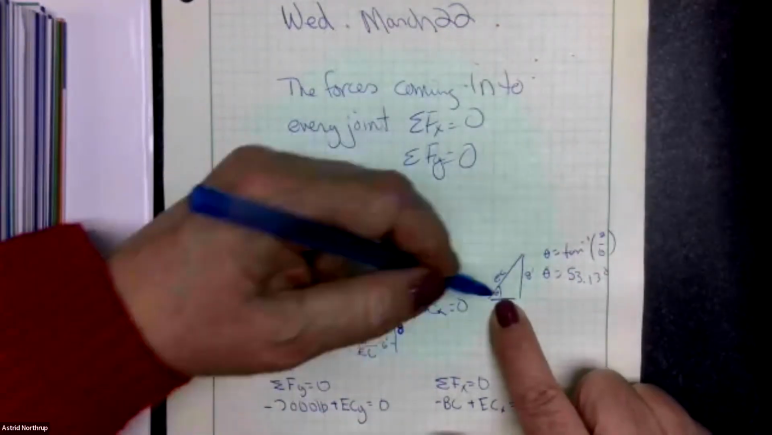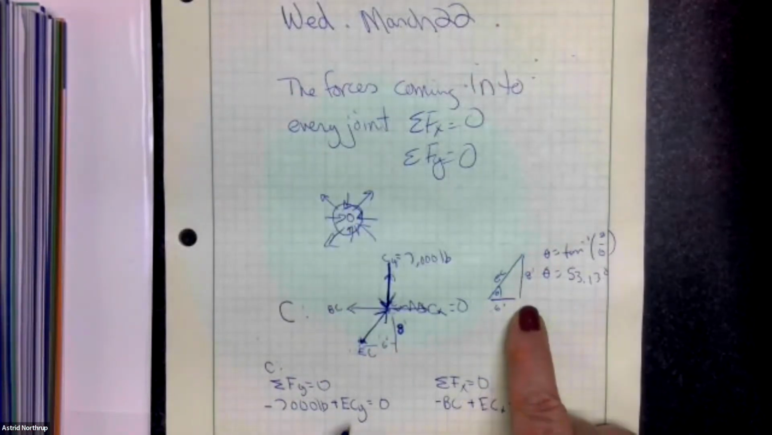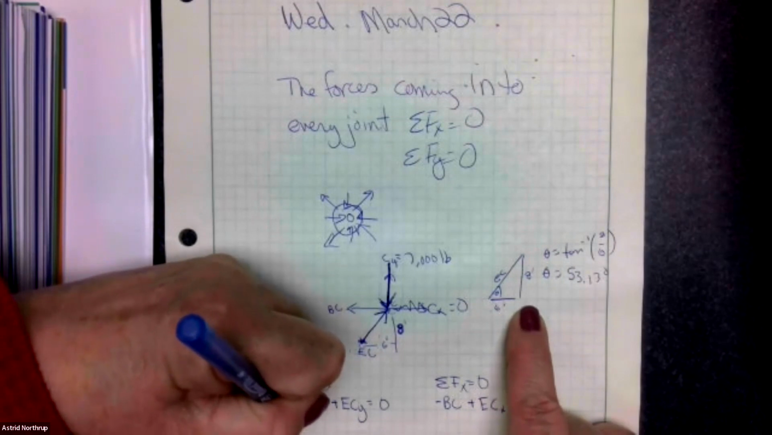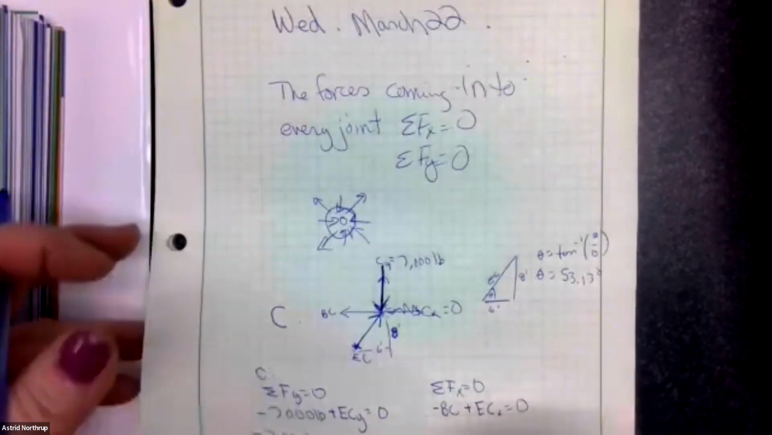So when I know that this angle is 53 degrees, what do I know about my Y direction? Well, negative 7,000. I need more paper here. Let me get this off of here.